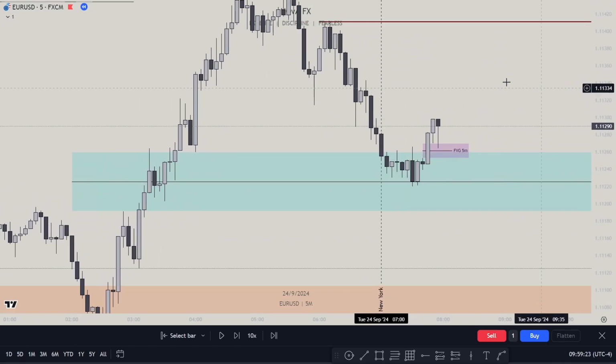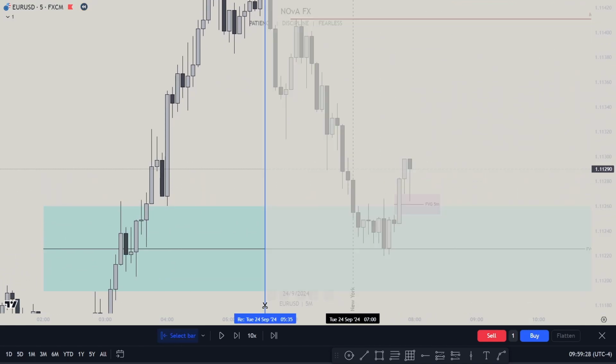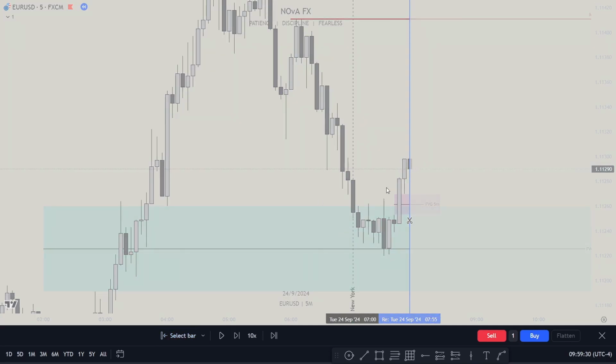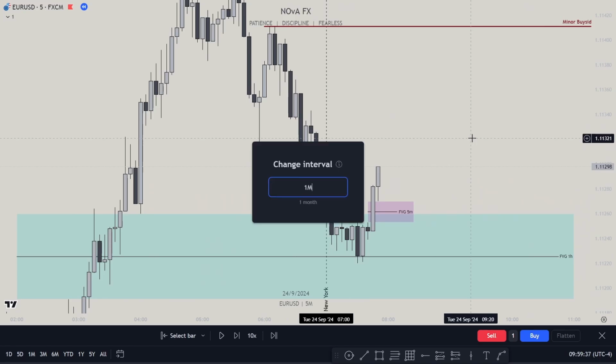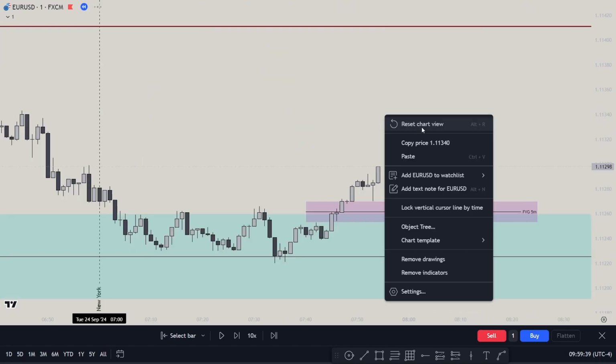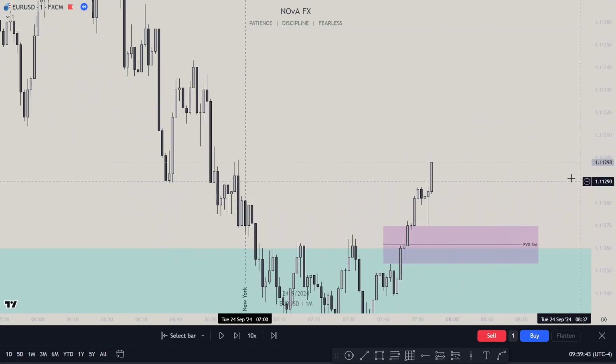Anyways, so in 5 minutes we can see that there is a fair value gap formation, and when the price creates a fair value gap in 5 minutes, then only we need to switch to 1 minute, not 1 month, 1 minute. So now we need to wait for some confirmations.